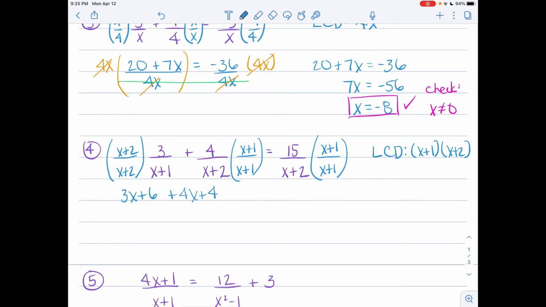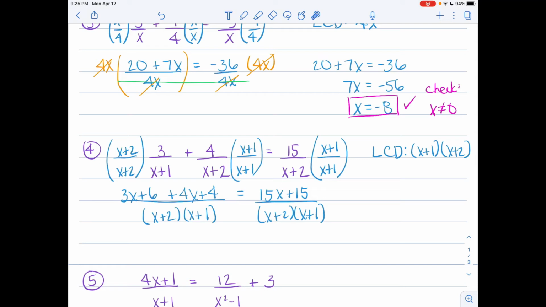And then you could either write each of these individually with a denominator of x plus 2 and x plus 1, or you can write them together like I did, kind of using our skills that we learned about adding last time. Now, on the other side, 15x plus 15 over x plus 2 and x plus 1.